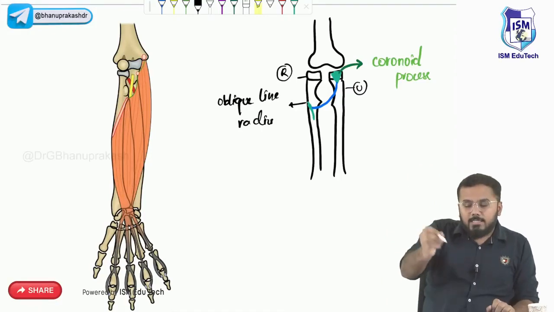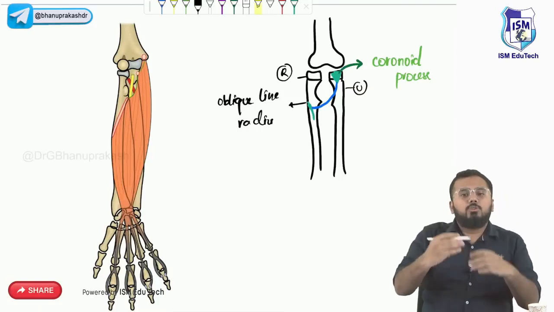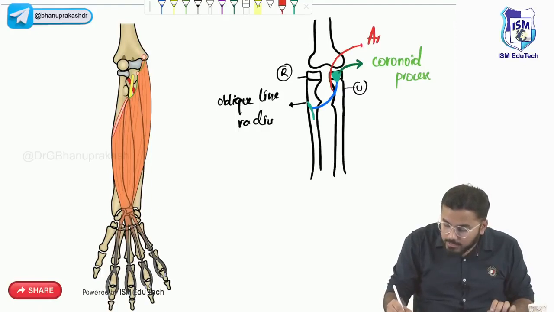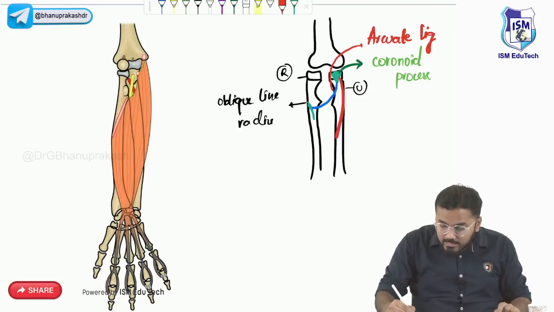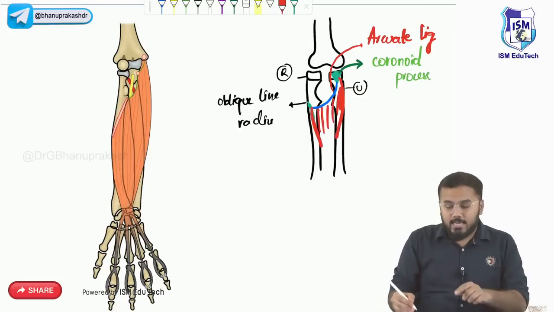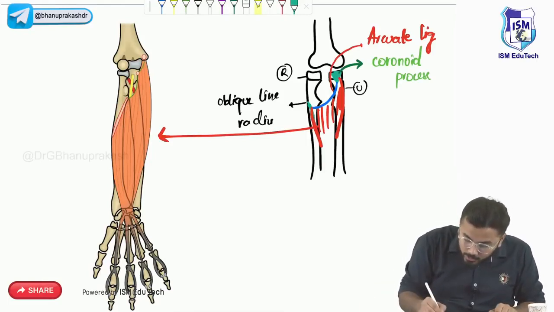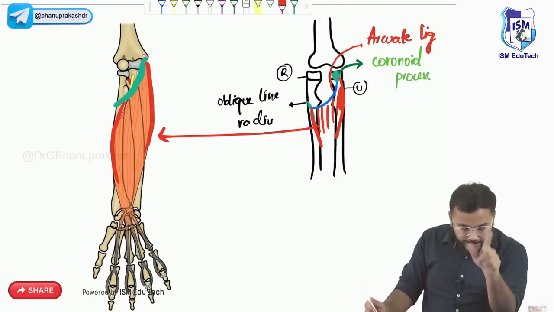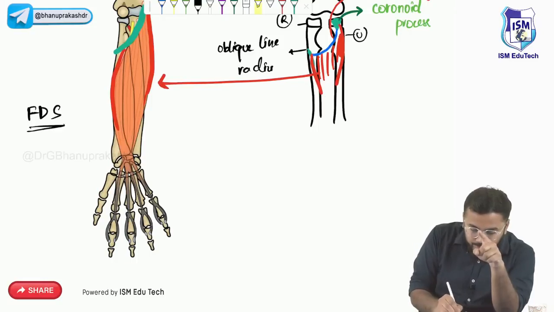So this ligament that is attached from the coronoid process to the oblique line of radius is like an arch. So this is called an arcuate ligament. What is this ligament called? This ligament is called arcuate ligament. Now from this arcuate ligament, the muscle starts coming down, and this is the muscle shown here. You see a muscle hanging down from it. Very good. This muscle is called flexor digitorum superficialis.